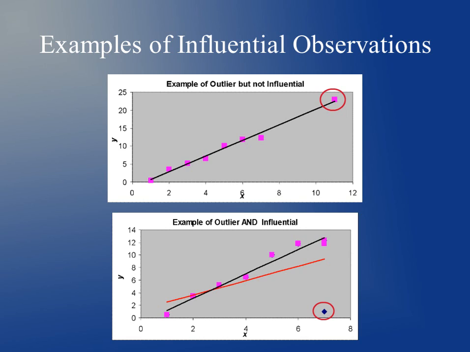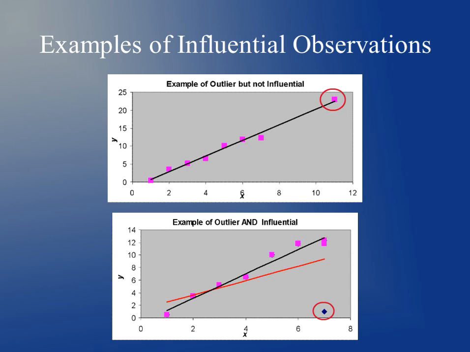But in the bottom example here, we can see that this point is an outlier and influential. The red line is what would happen if we included that outlier in the data. So it greatly changes the slope of the line and greatly changes our regression model. So if we would have included that outlier in the data, it might not give us an accurate representation of the relationship between our x's and y's.